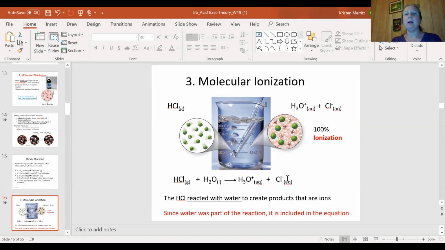You are creating ions as a result. Notice you have the aqueous, dissolved in water. And so that's where your actual water is. You cannot write these products without H2O in the equation. You cannot say HCl yields H3O plus aqueous and Cl minus aqueous. So this is molecular ionization, and I'm just going to go to the board to show a little visual I do for acids. And again, we're going to go into this in much greater detail.